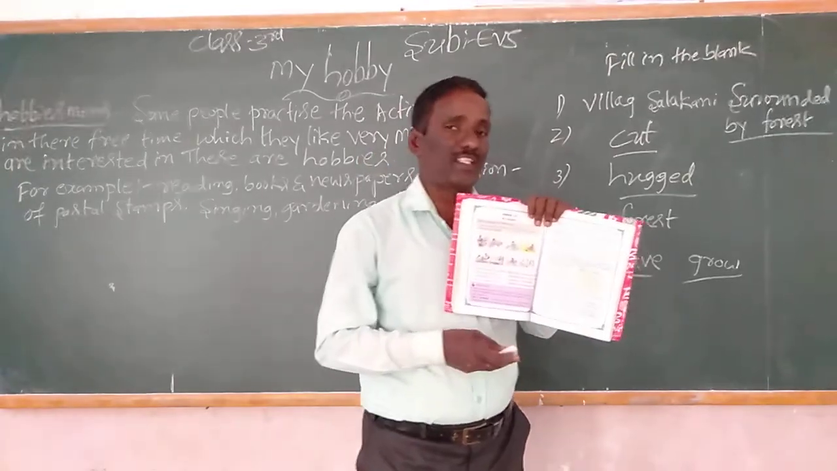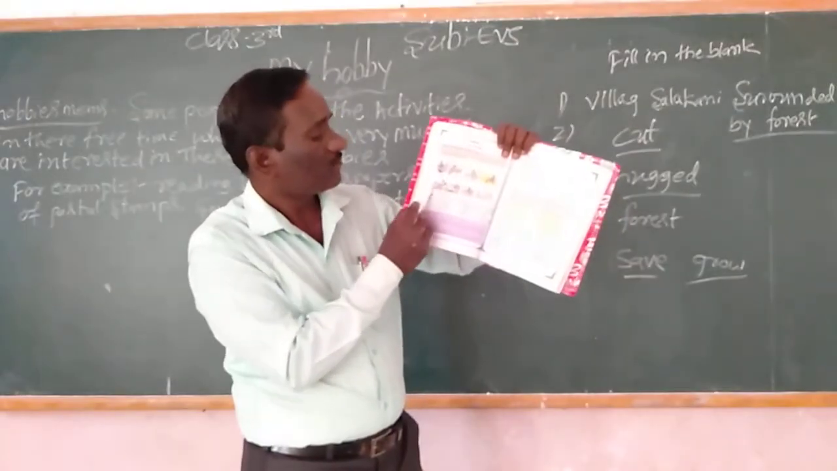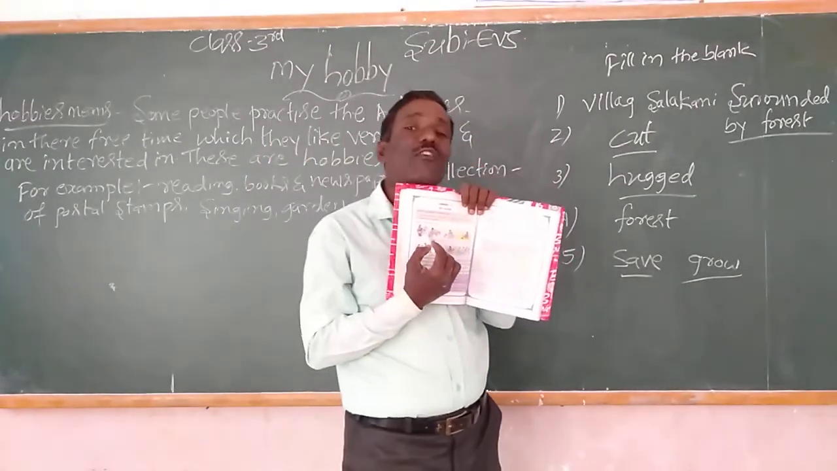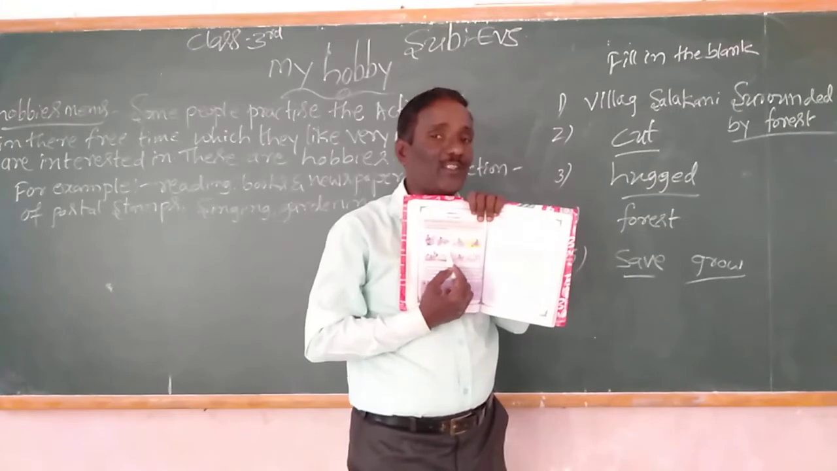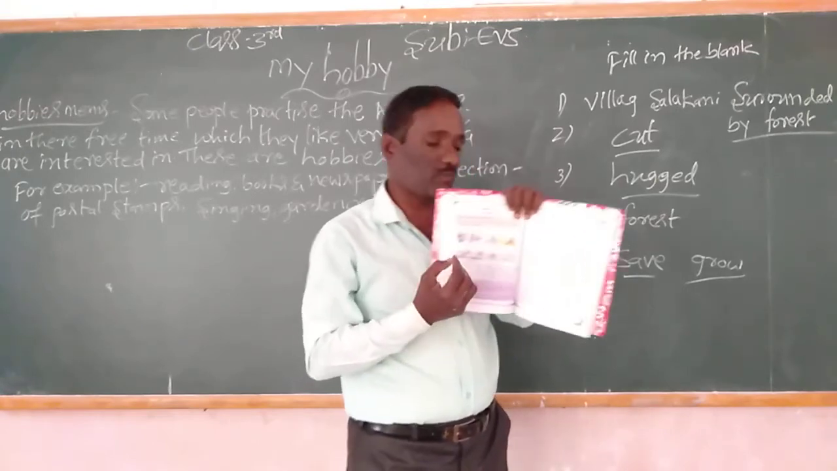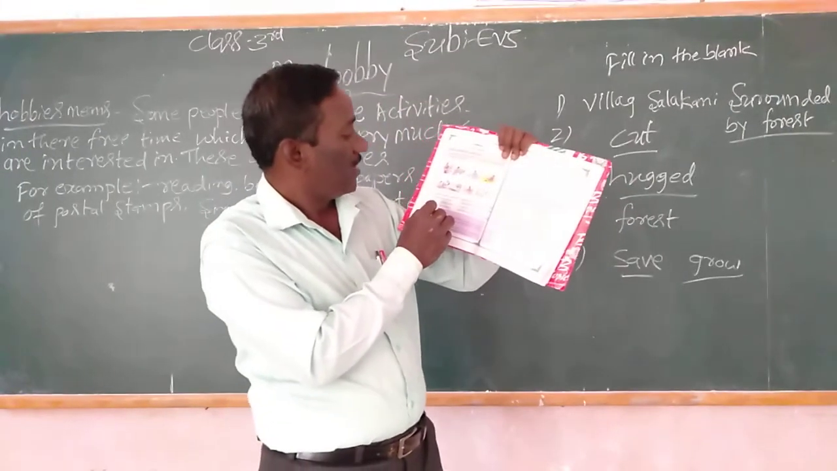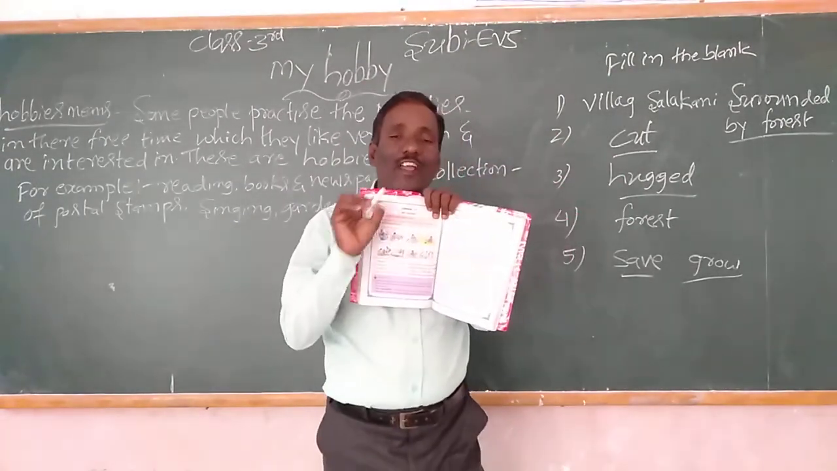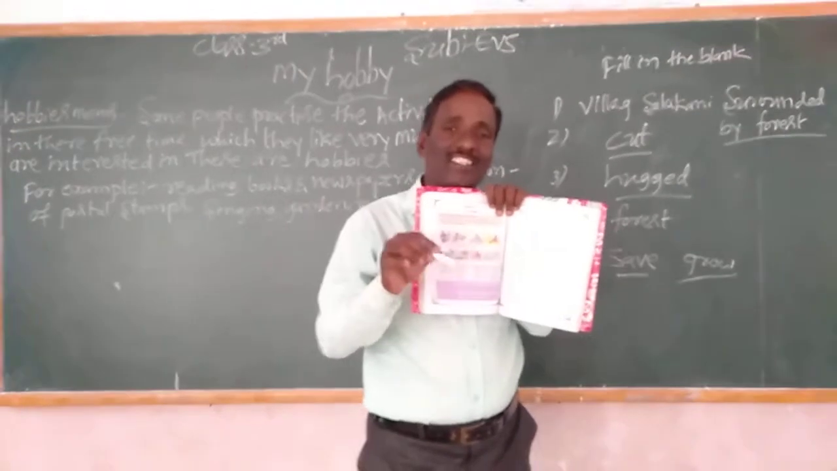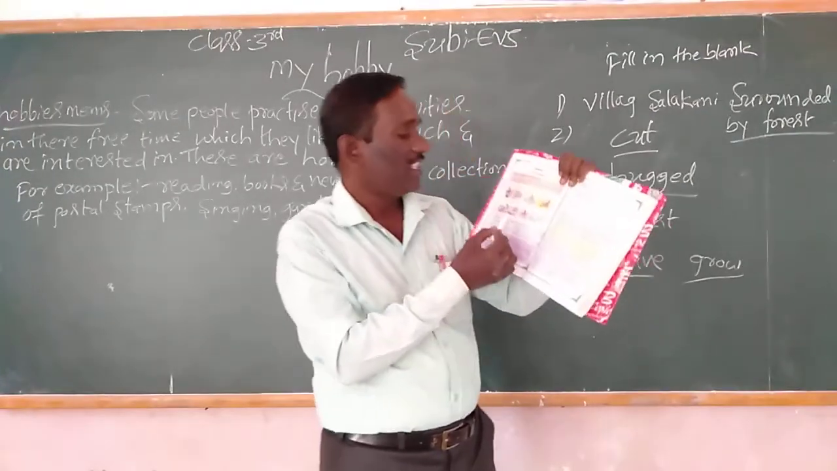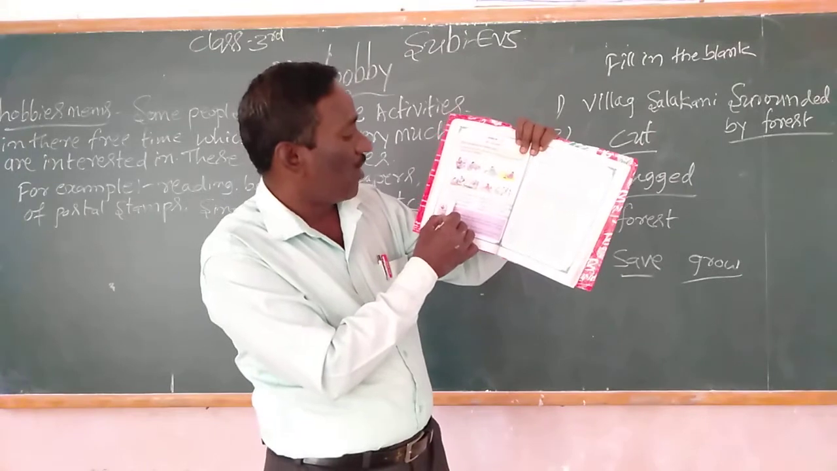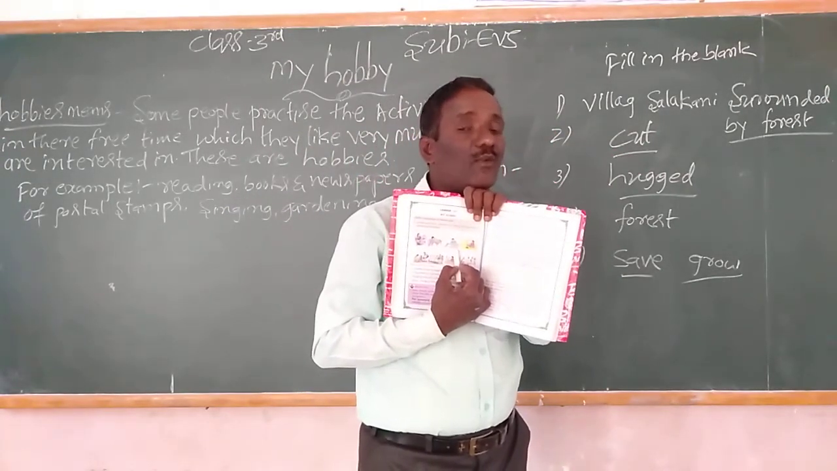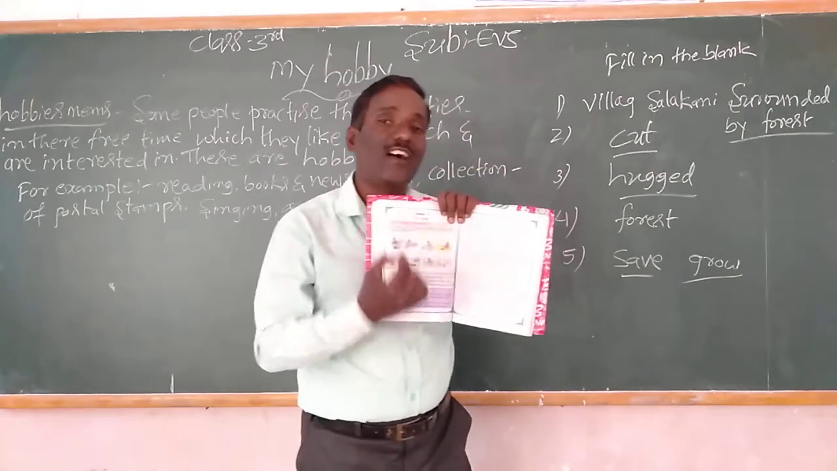137. Here are some pictures. You observe. First picture is a woman reading a newspaper. This is the hobby of the woman. You see in your textbook. In the second, a boy draws a picture. This is the boy's hobby. In the third picture, a boy collected old coins. This is the boy's hobby.